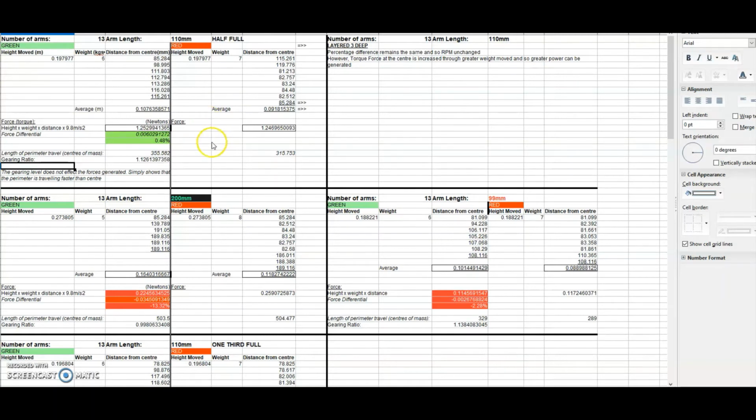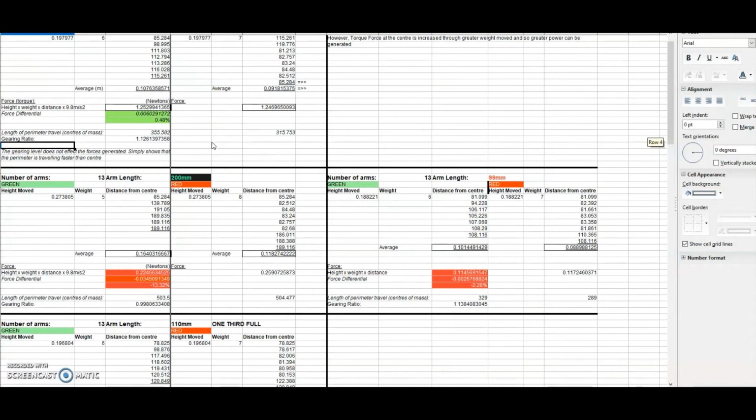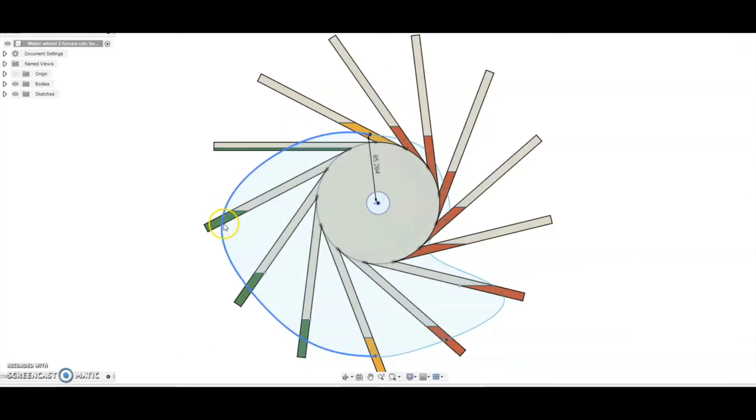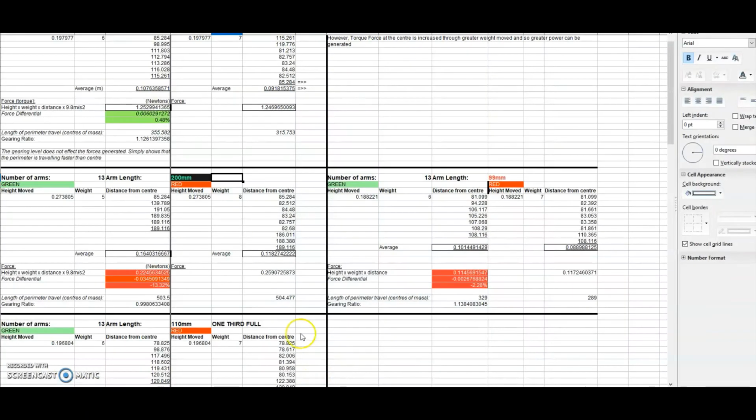Now, I then took that and I looked at what would happen if we extended those arms to 200 millimeters, which is this one here. And in this case, they're approximately a third full of water. And again, we plotted what the distances from the center were and so on, exactly the same as we did before. And we arrived at these figures here.